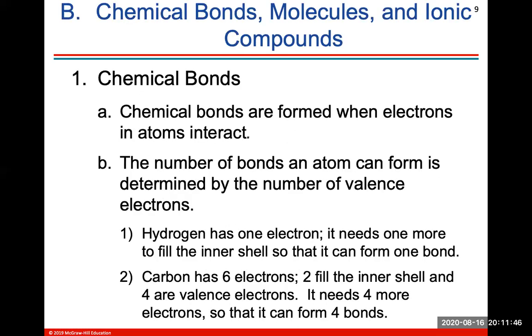Chemical bonds are formed when electrons and atoms interact. So the number of bonds an atom can form is determined by the number of valence electrons. Since hydrogen just has 1 electron, it needs 1 more to fill its inner shell so it can form 1 bond. Carbon has 6 electrons, 2 in the inner shell and 4 in the second outer shell, and it needs 4 more to complete its shell. So it will form 4 bonds.